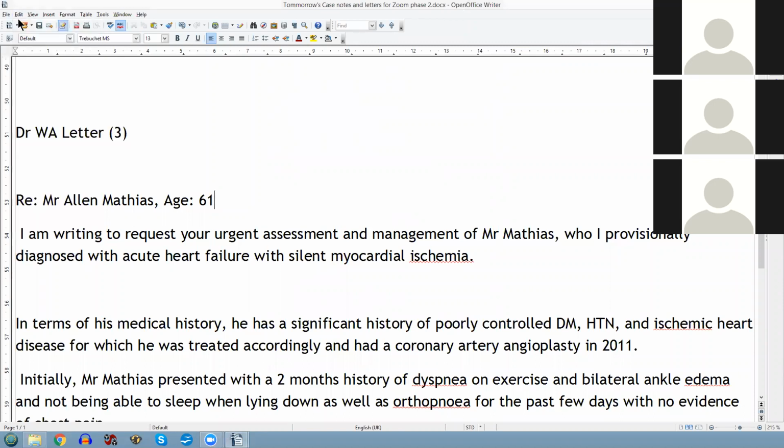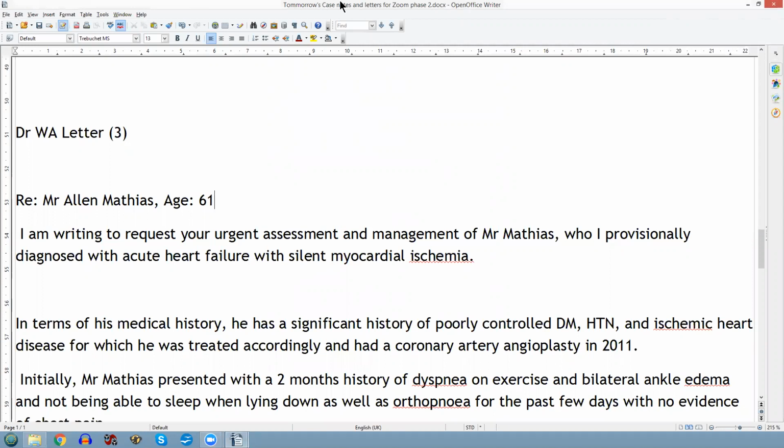Okay. So these are the 2 letters that we didn't have time for this morning. So we'll get on with those and manage participants. And I'll put this here, and if you want to raise your hand, you can do so.